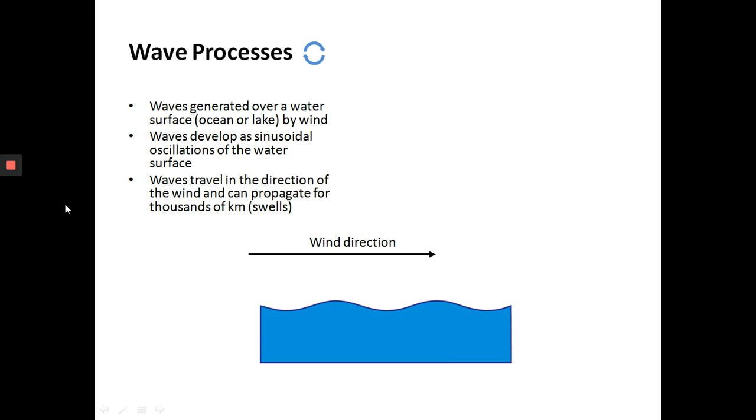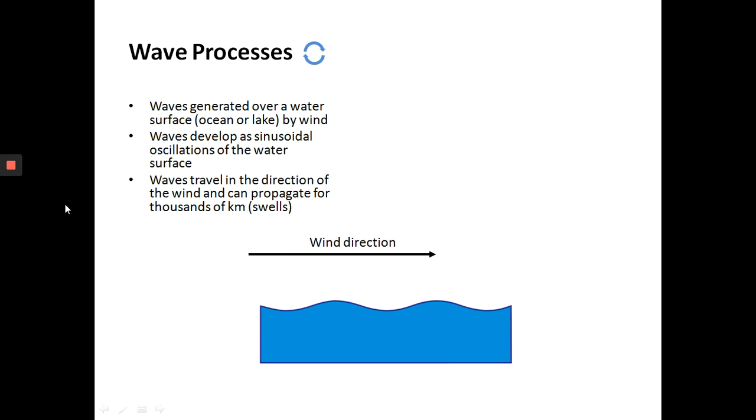Today, we just focus on one type of marine process, and these are waves. Everybody has seen waves before, right? When you go to the beach, you can see waves approaching the shoreline. So these are the types of waves we're talking about. And those large waves during the monsoon periods along the east coast, these are also waves.